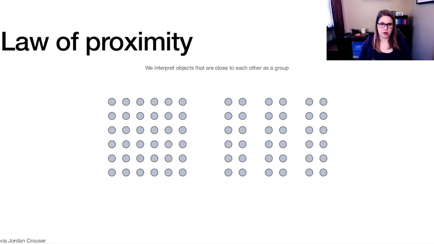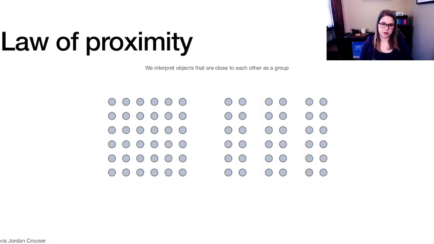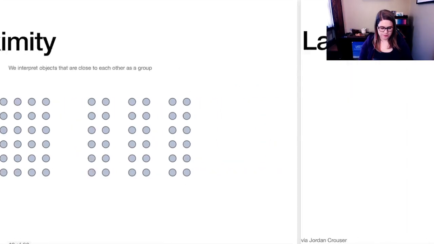There are some more rules of thumb. One is the law of proximity, which is that we interpret objects that are close to each other as a group. So I think this is the reification principle at work. Even though these are not a square, they're just a bunch of circles, they appear as a square to me in my brain, versus this appears like a bunch of little rectangles next to each other. So I'm grouping them together based on their proximity.